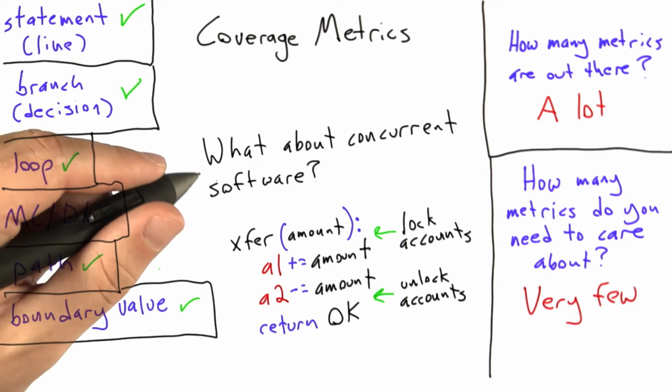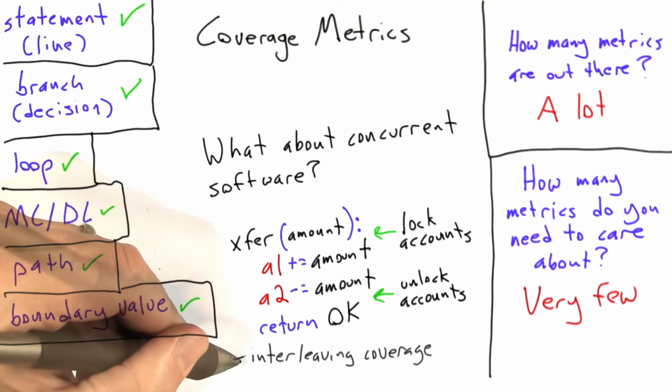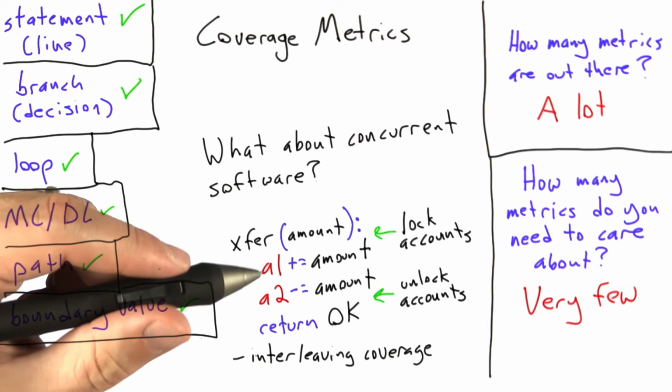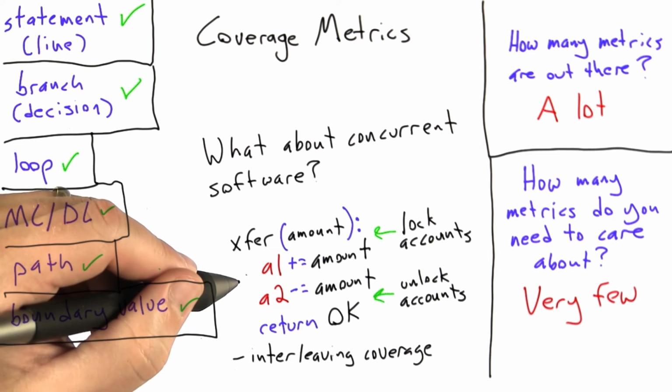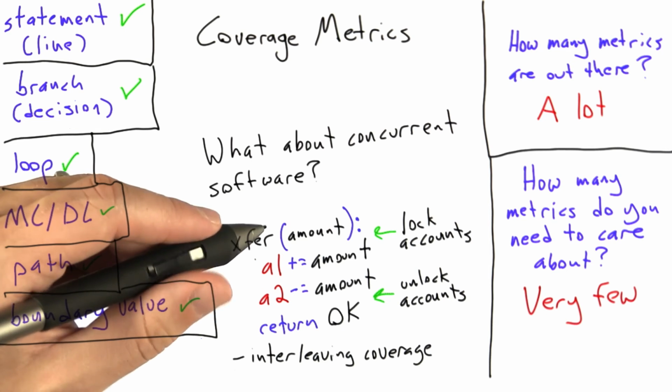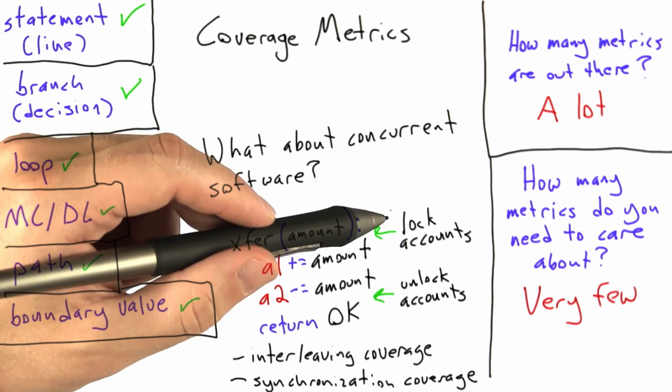In summary, if we're testing concurrent software, we want to be looking at concurrency-specific coverage metrics, such as interleaving coverage, which meant, if you recall, functions which access shared data are actually called in a truly concurrent fashion, that is by multiple threads at the same time. And also synchronization coverage, which ensures that the locks that we put into our code actually do something.